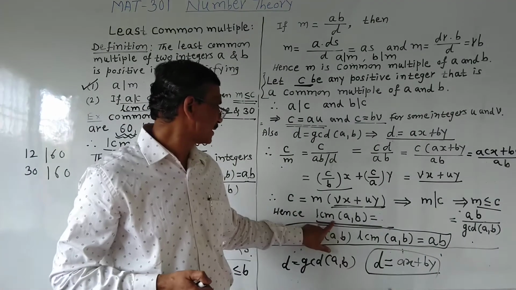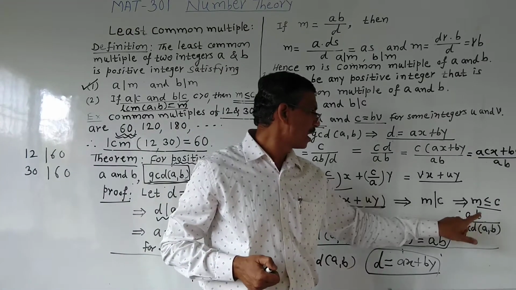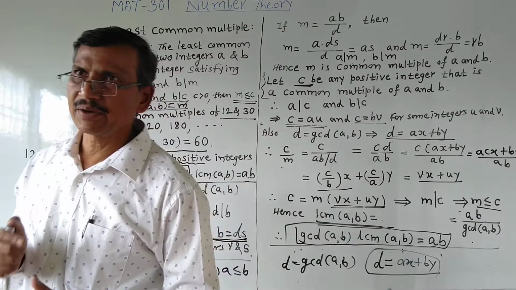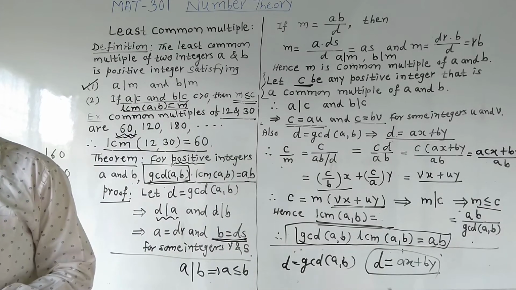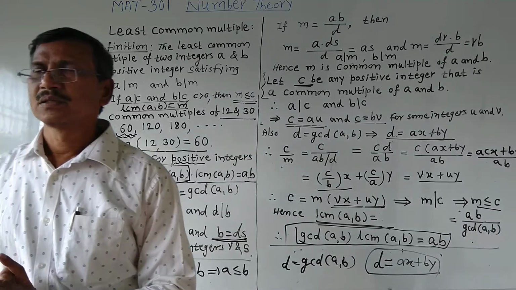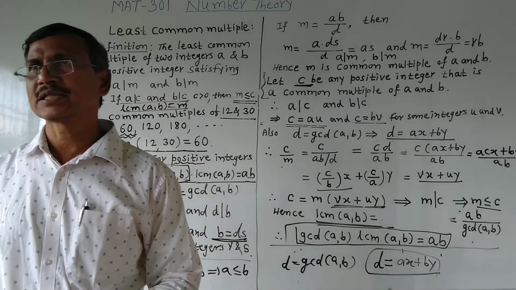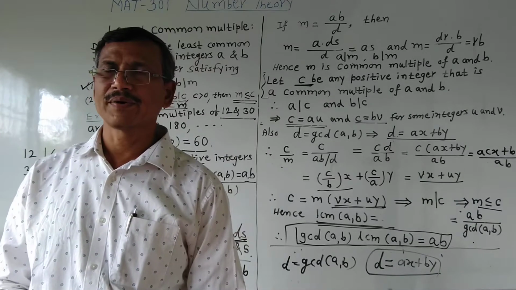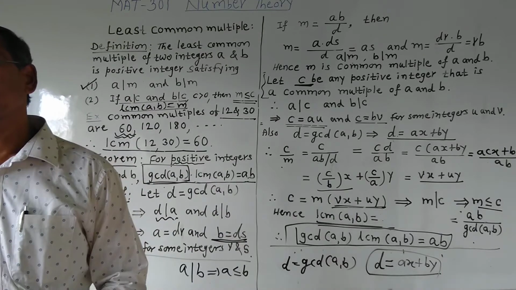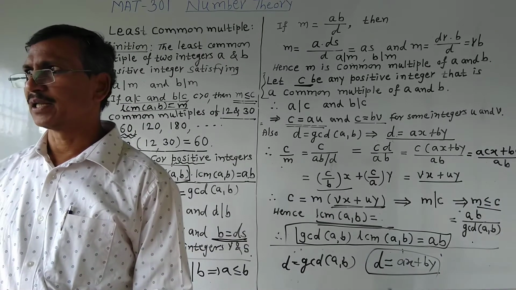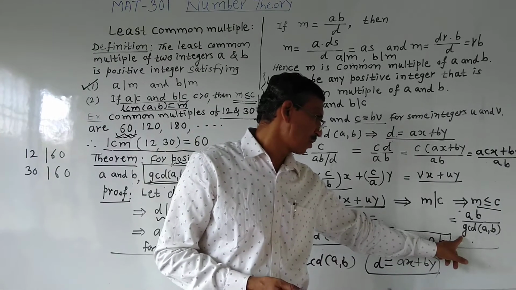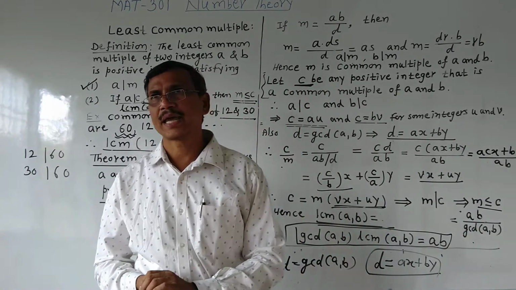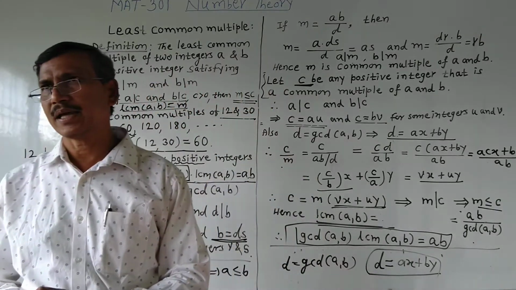Because the formula of LCM of a, b is equal to ab upon greatest common divisor of a, b. Whenever we have to find the least common multiple of a and b, we have to find at first their greatest common divisor. And already we know the method of finding the greatest common divisor. We can find it by using the Euclidean algorithm, and put the value of greatest common divisor of a, b here. You will get LCM as ab upon greatest common divisor of a, b.